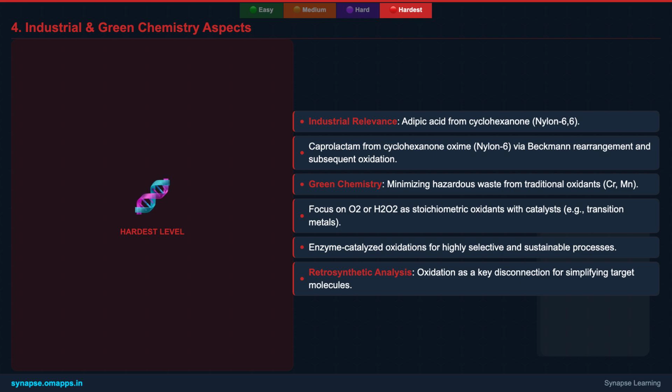Finally, from a retrosynthetic perspective, oxidation reactions are powerful disconnections. If you're trying to synthesize a complex molecule, recognizing that a carboxylic acid could come from an aldehyde via oxidation simplifies your synthetic pathway, making you a more efficient and strategic chemist.